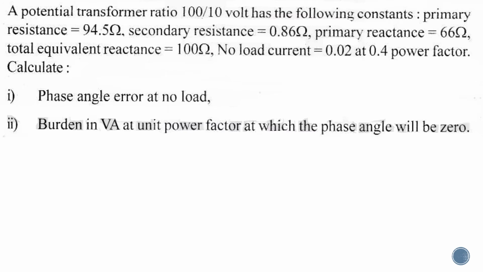Starting with the question: a potential transformer of ratio 100 by 10 volt has the following constants. The primary resistance is 94.5 ohm, secondary resistance is 0.86 ohm, primary reactance is 66 ohm, and the total equivalent reactance is 100 ohm. No load current is 0.02 at 0.4 power factor.